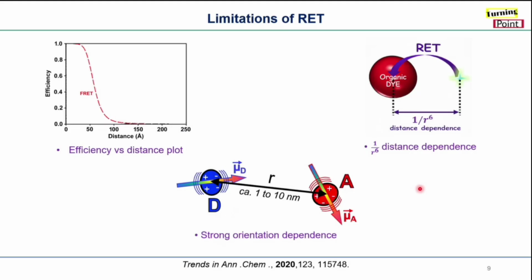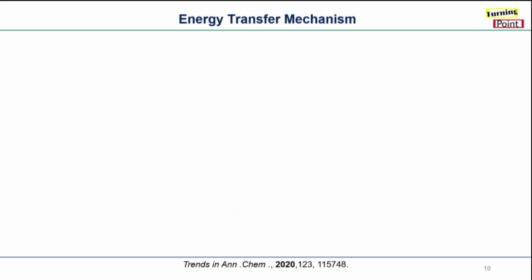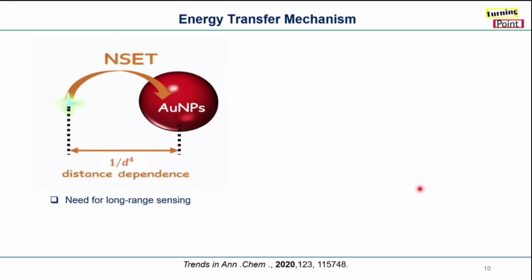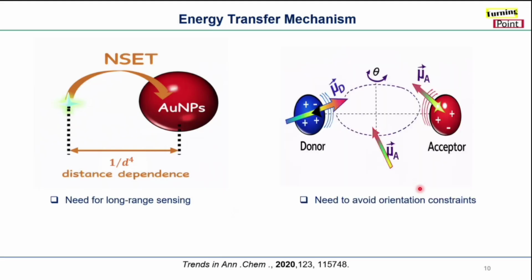So there is a need for an alternative energy transfer mechanism to overcome these distance limitations and orientation factors. To overcome this, researchers developed a new technique. They developed nanosurface energy transfer, which meets the need for long-range sensing and avoids these orientation constraints. Now we will go into detail on how nanosurface energy transfer works.